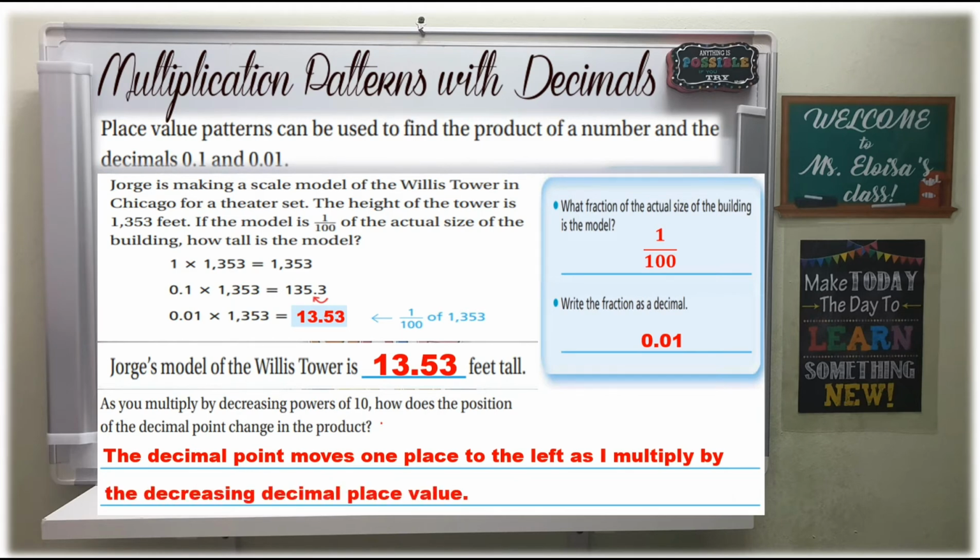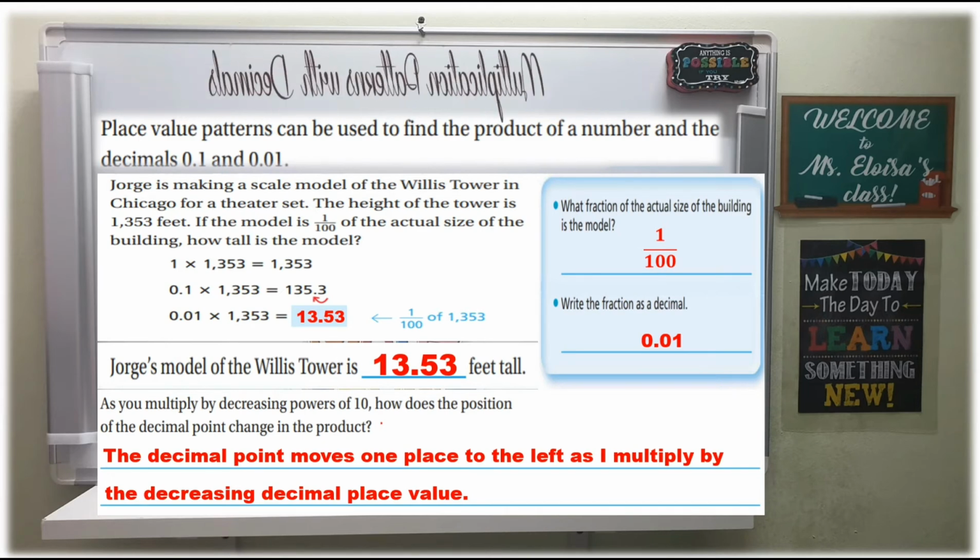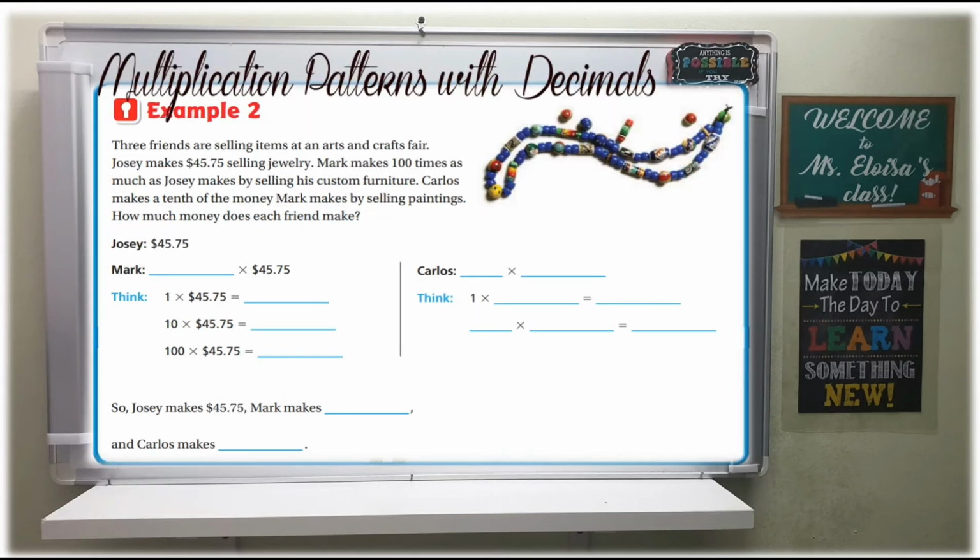Example number 2. 3 friends are selling items at an arts and crafts fair. Josie makes $45.75 selling jewelry. Mark makes 100 times as much as Josie makes by selling his custom furniture. Carlos makes a tenth of the money Mark makes by selling paintings. How much money does each friend make? So Josie makes $45.75 and Mark makes 100 times that, so that will be 100 times $45.75. So to answer, let us follow this pattern.